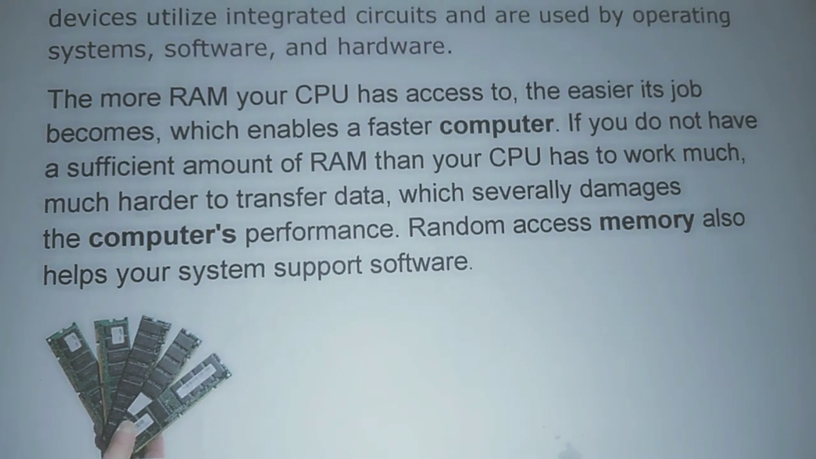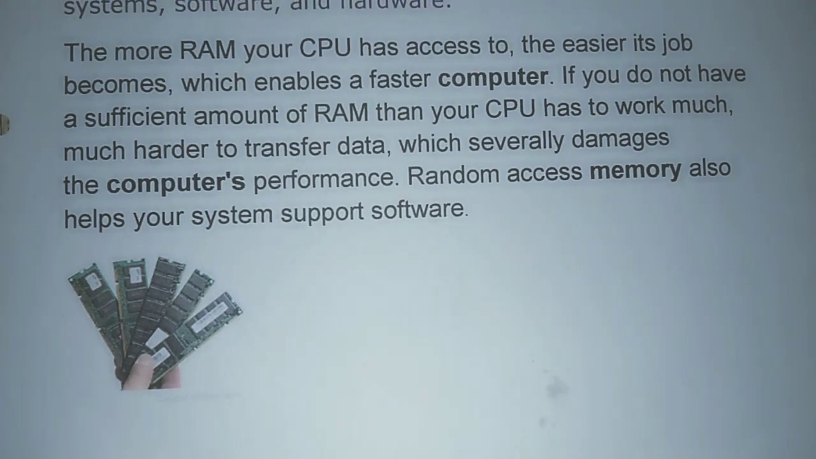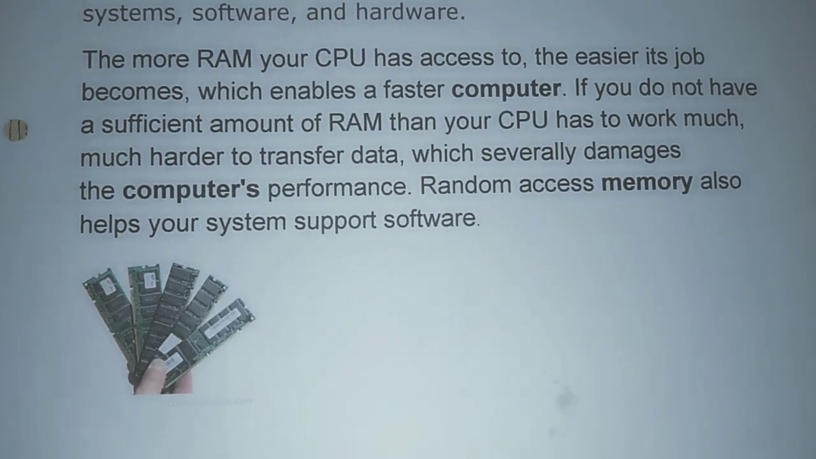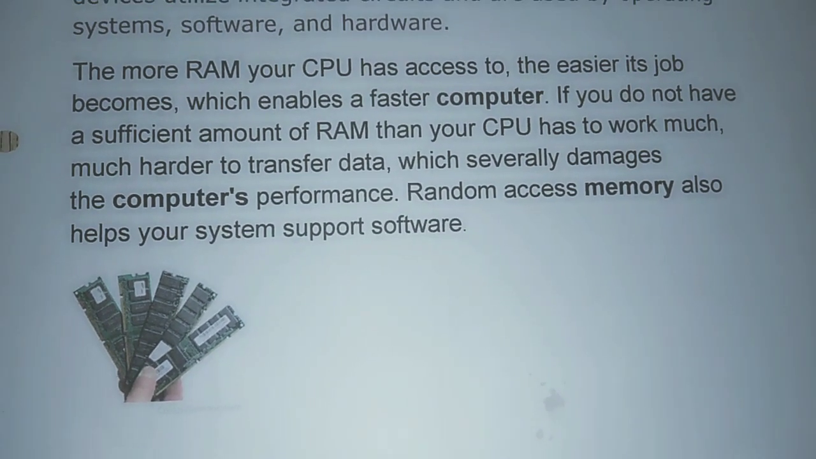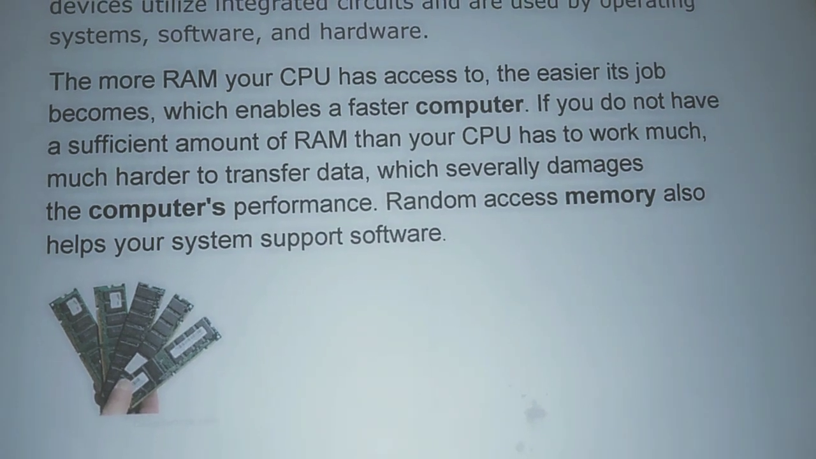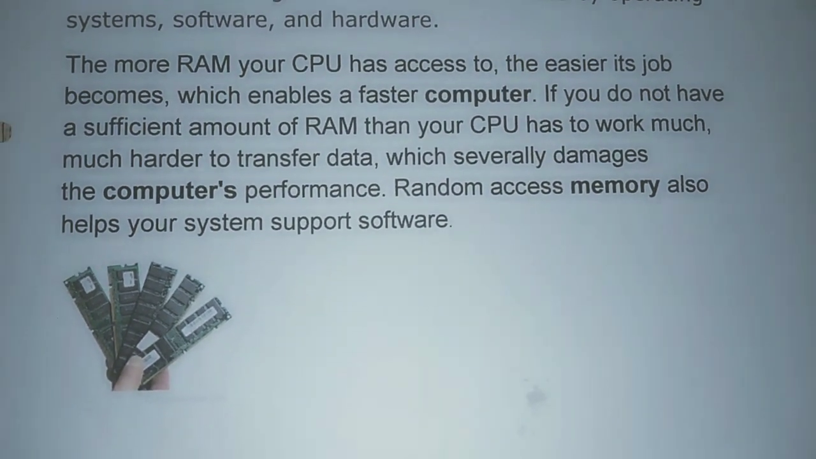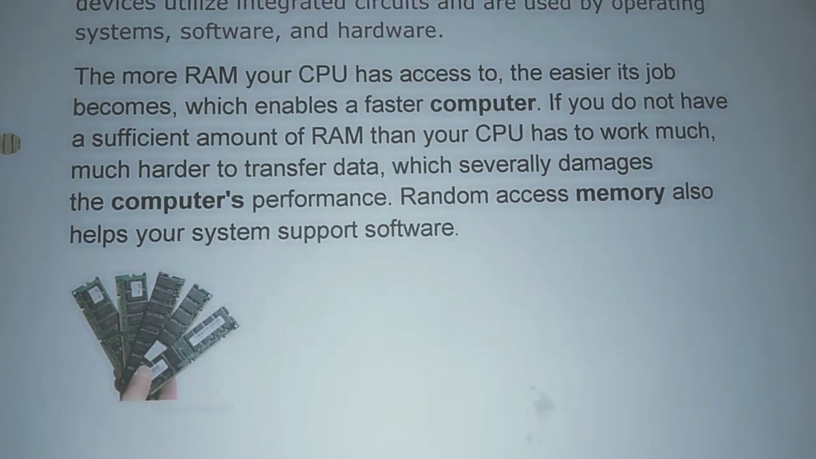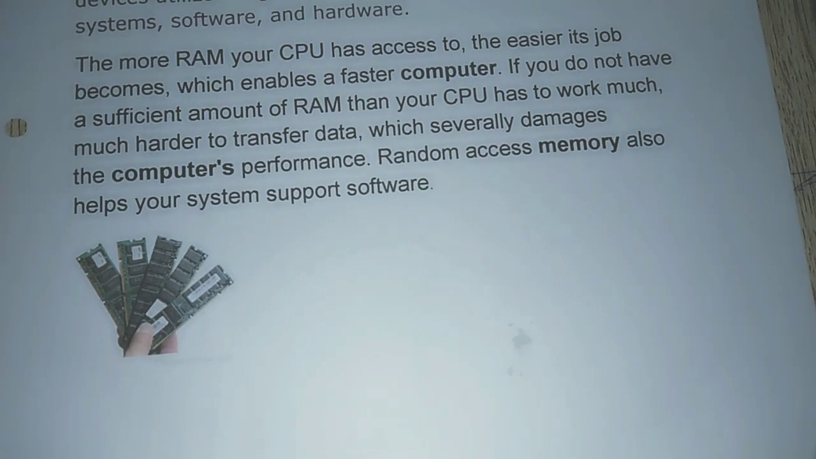The more RAM the CPU has access to, the easier its job becomes, which enables a fast computer. If you don't have a sufficient amount of RAM, then your CPU has to work much harder to transfer data, which severely damages the computer's performance. Random access memory also helps your system support software. This is how a memory device looks.